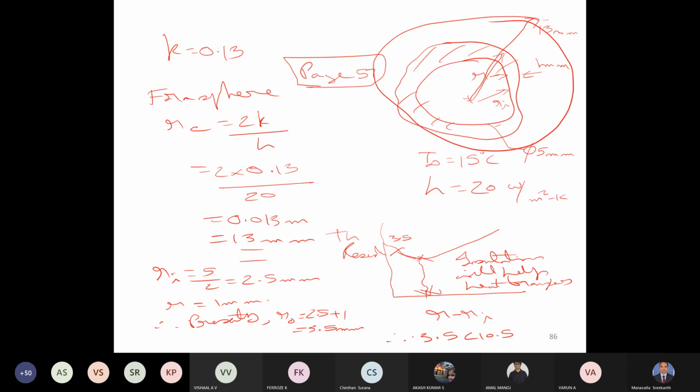So this is a spherical geometry. For a cylindrical geometry, the formula is different. It's simply k by h. This is for a sphere, it is 2k by h. For a cylinder, it is k by h. And these formulas are given in the data book.